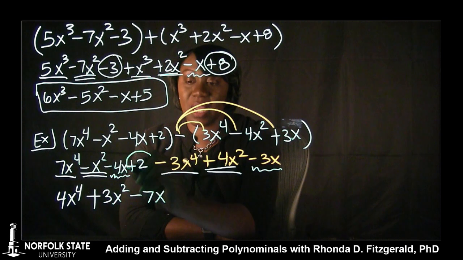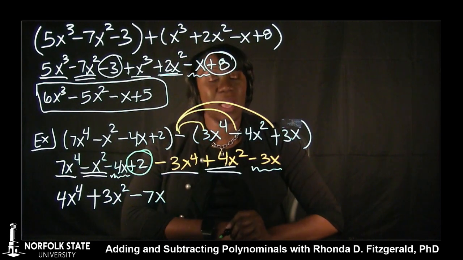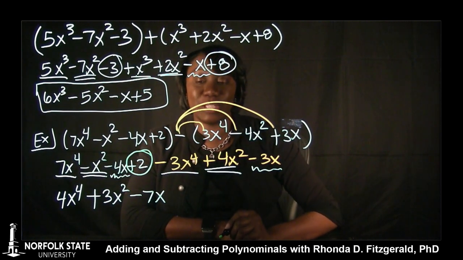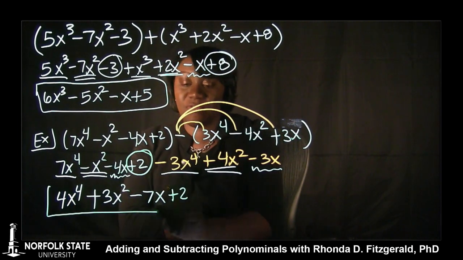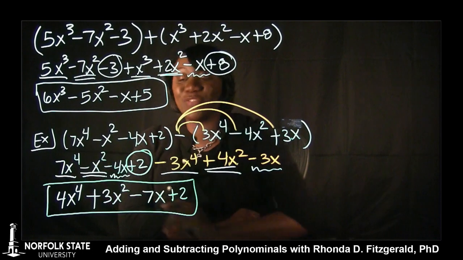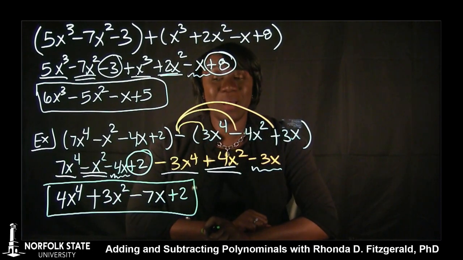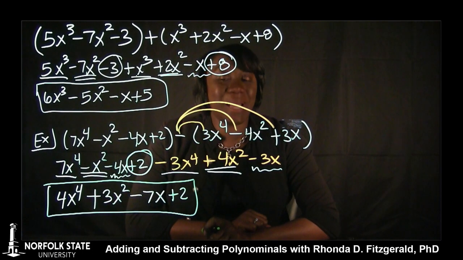And lastly, I see our constant term plus 2. And it's the only constant term. So we just bring that down, plus 2. And so our final answer here is 4x to the fourth plus 3x squared minus 7x plus 2. So that's adding and subtracting polynomials.